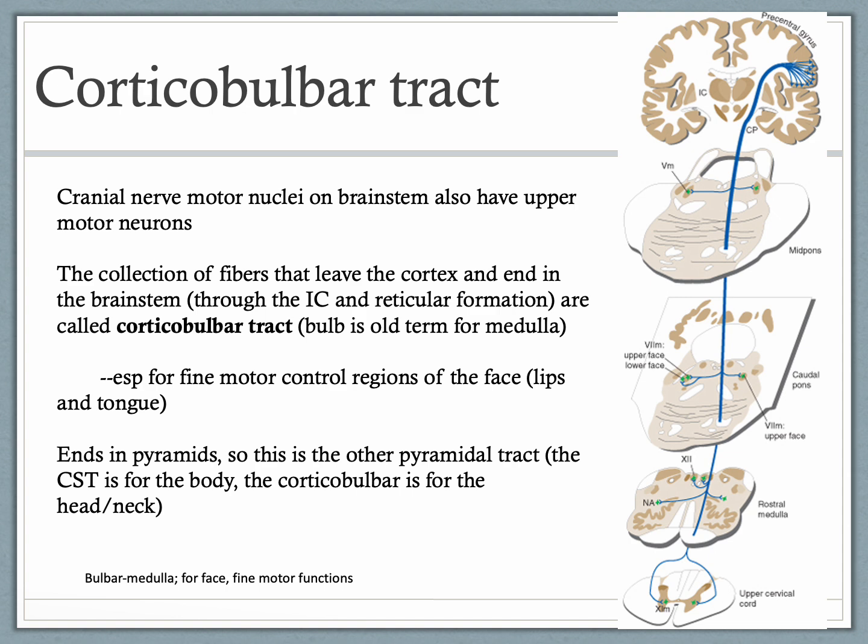This ends in the pyramids, and so this is the other pyramidal tract. The CST is for the body, the corticobulbar is for the head and neck. So CST, body, corticospinal tract, and corticobulbar is for the head and neck. Maybe think bulbar like bobblehead. So bulbar, medulla, for face and fine motor functions.